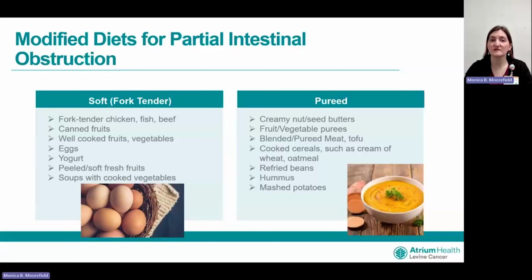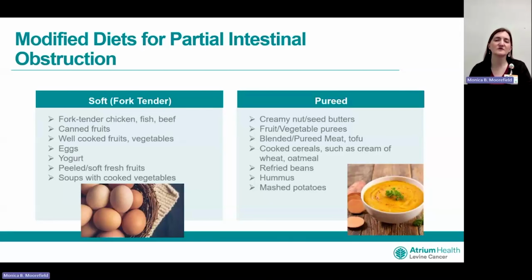So first of all, a soft diet, if the low insoluble fiber diet doesn't work, then a soft diet. So think of fork tender meats or vegetables where you can stick your fork easily into the meat or into the cooked vegetables, and that's pretty soft. So well-cooked vegetables, well-cooked fruits or soft fruits like bananas, eggs, yogurt, soups are all soft. And then also bread, soft breads. I wouldn't do like a bagel, but any other easily pulled apart bread would also be pretty soft.